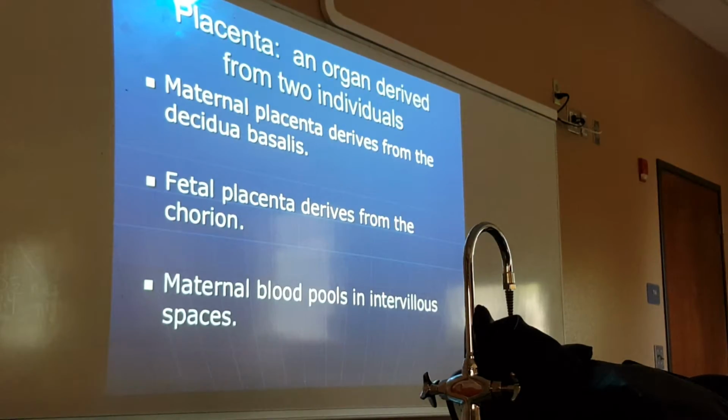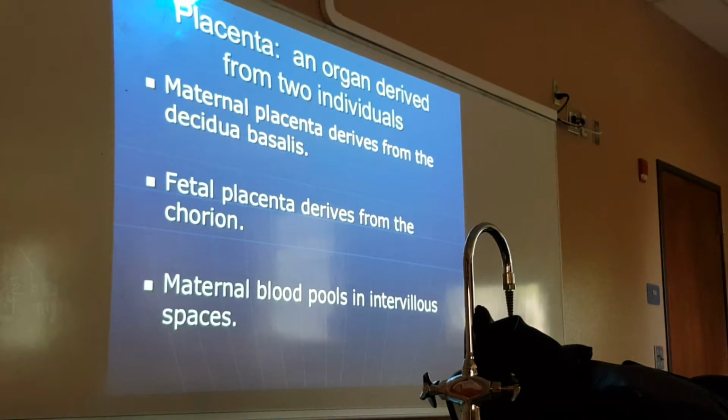So, the placenta, an organ derived from two individuals. The maternal placenta derives from the decidua basalis. The decidua basalis is that region of the inner layer of the uterus, the inner lining of the uterus, which resists the invasiveness of the embryo. Remember that? And of course that becomes the maternal placenta. Okay, the decidua basalis is what exhibited this decidual reaction.